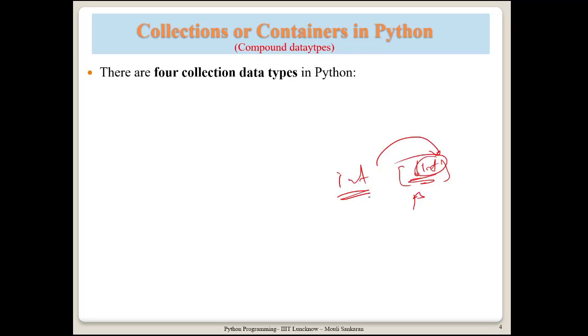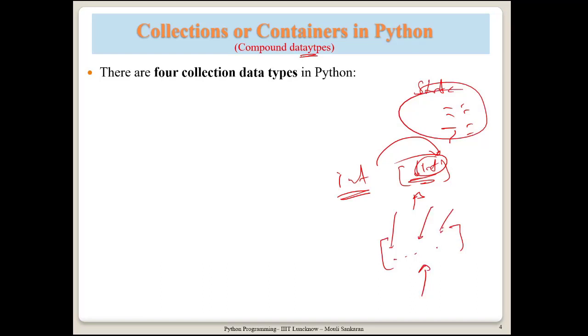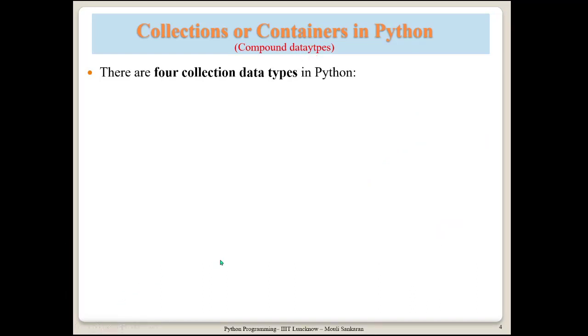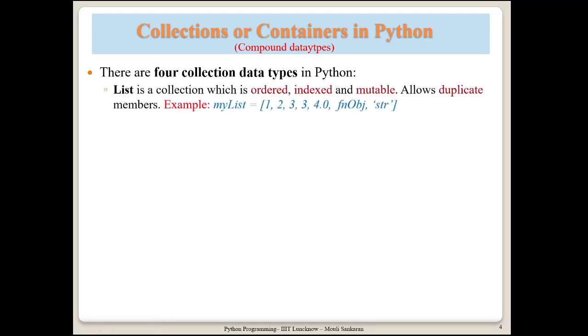Okay, here we are saying compound data types. It's not like a structure where you can have different element data types in it, but here a list is also similar to an array, but it can have different data elements. Okay, so it's a compound data type. There are basically 4 collection data types in Python. List is one of them. Let us understand each of them.